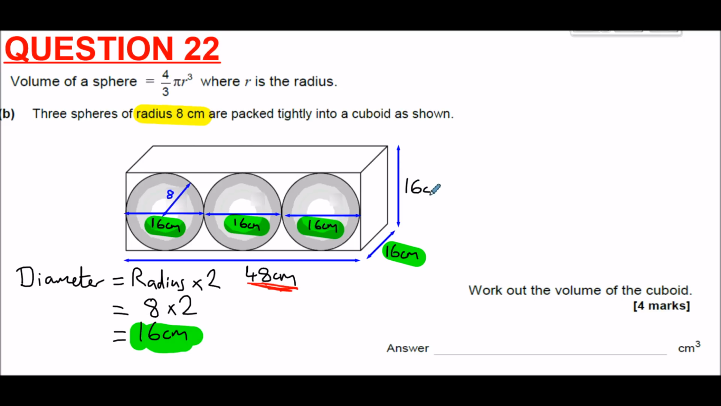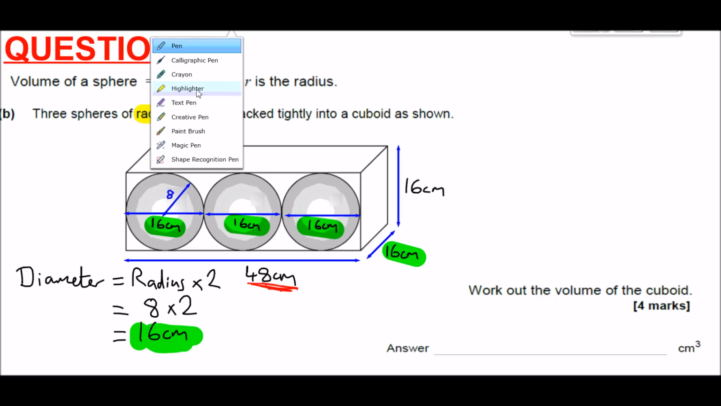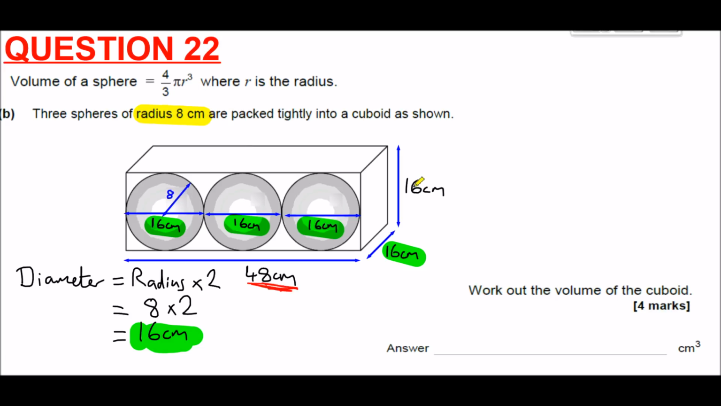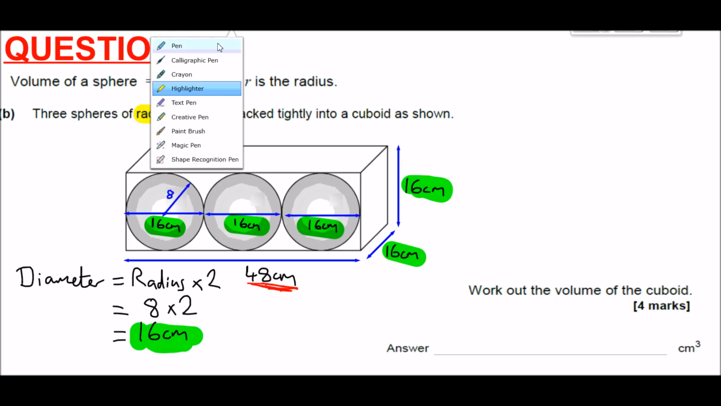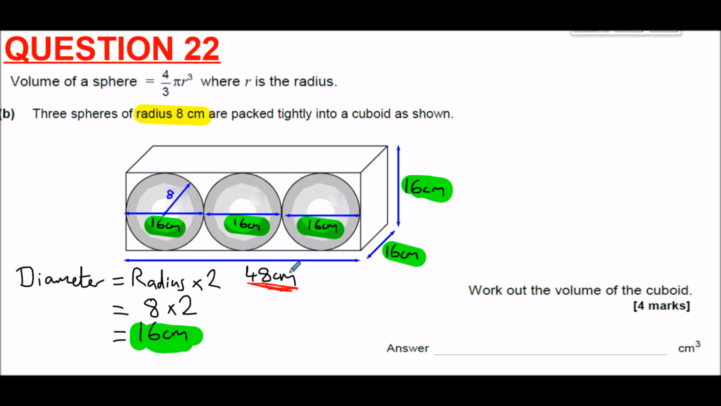Let's put 16 here, which again is because that's the diameter. So we now know that the length of the cuboid is 48. We know what the width of it is. The width of it is 16. And the height of it, again, is 16.